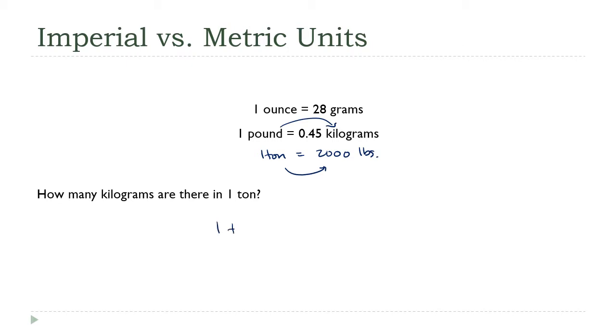Right, so 1 ton times 2,000 pounds per ton times, now I'm going to actually hit the metric unit, 0.45 kilograms per pound. The tons cancel, the pounds cancel. All that's left is kilograms. That's what I was aiming for. Now you go to your calculator. 2,000 times 0.45 is 900. 900 kilograms. There's my answer.